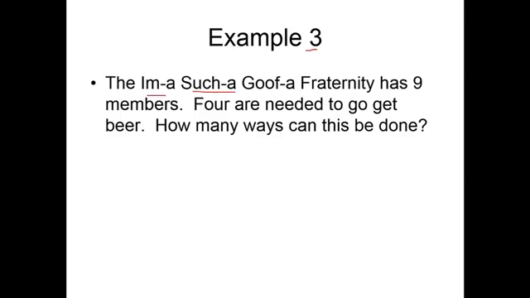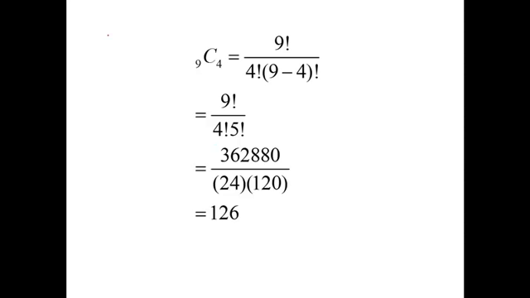Okay, example 3. The Ima Sacha Gufa fraternity has 9 members. 4 are needed to go get beer. How many ways can this be done? Well, it's a combination problem. Why? Because there's no differentiation in the group. It's a combination, just 4 guys getting beer.